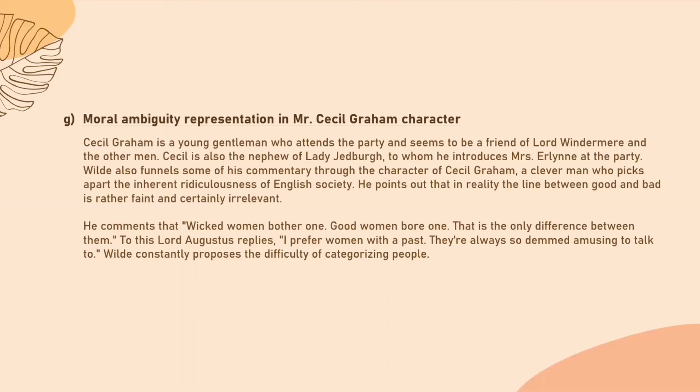Wilde also funnels some of his commentary through the character of Cecil Graham, a clever man who picks apart the inherent ridiculousness of English society. He points out that in reality, the line between good and bad is rather faint and certainly irrelevant.